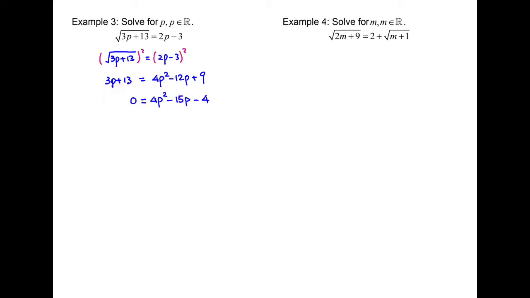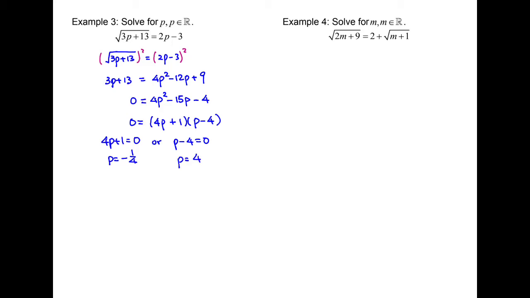Now we get a quadratic trinomial. Then we're going to factor it into 4p plus 1 times p minus 4. So we can solve for p now. 4p plus 1 equals 0 means p equals negative 1 over 4. Or p minus 4 equals 0 means p could be 4.